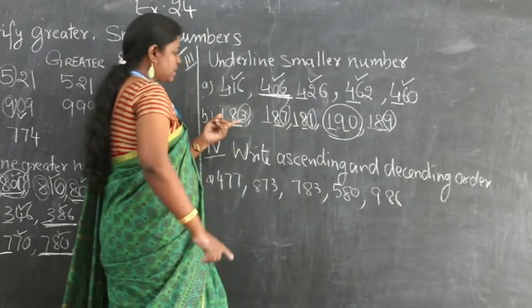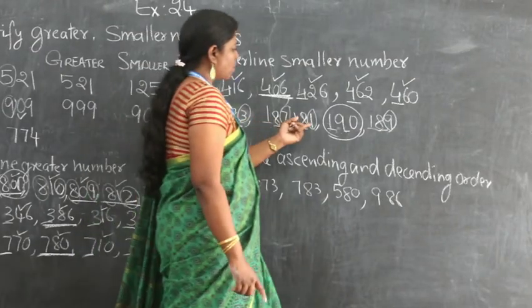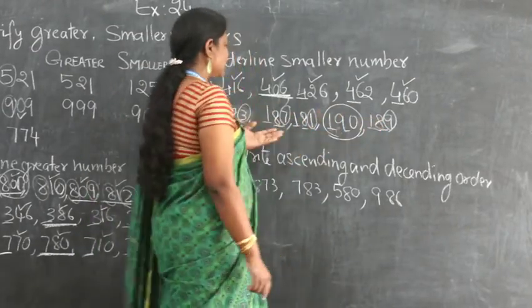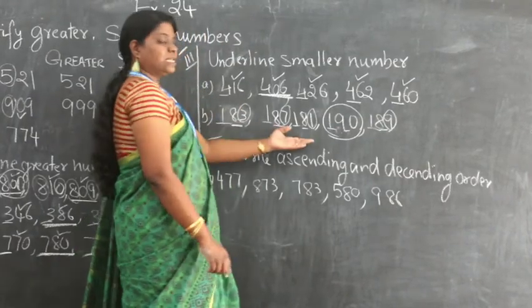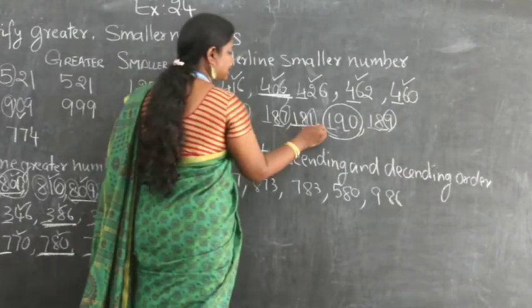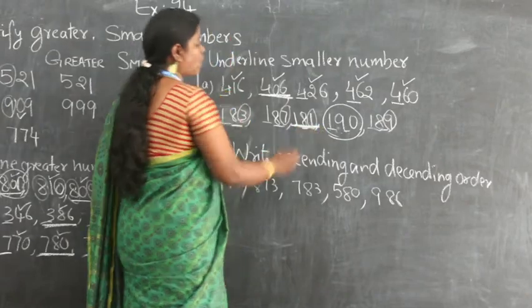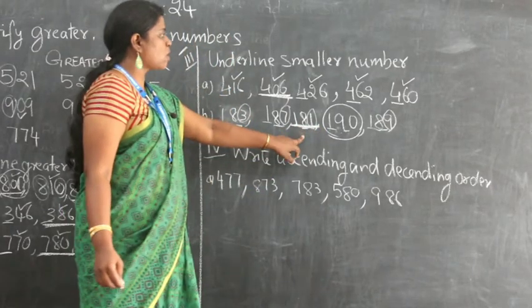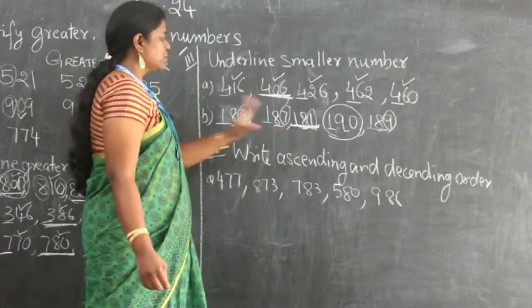In the other 4 numbers you have 3, 7, 1 and 9. Among 3, 7, 1 and 9, 1 is the smallest. So you have to underline this number because this is your smallest number. This is the smallest number you have in the group.